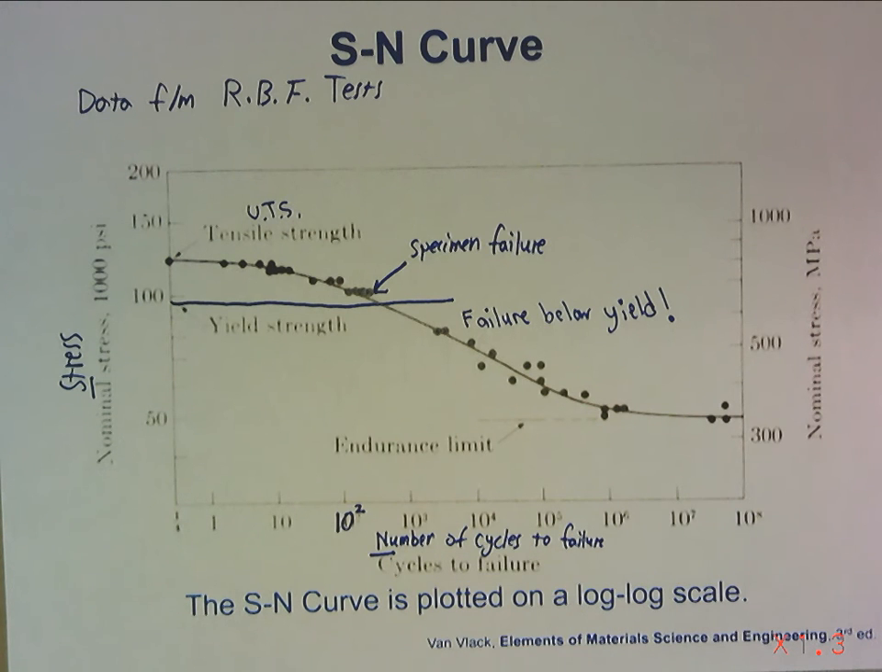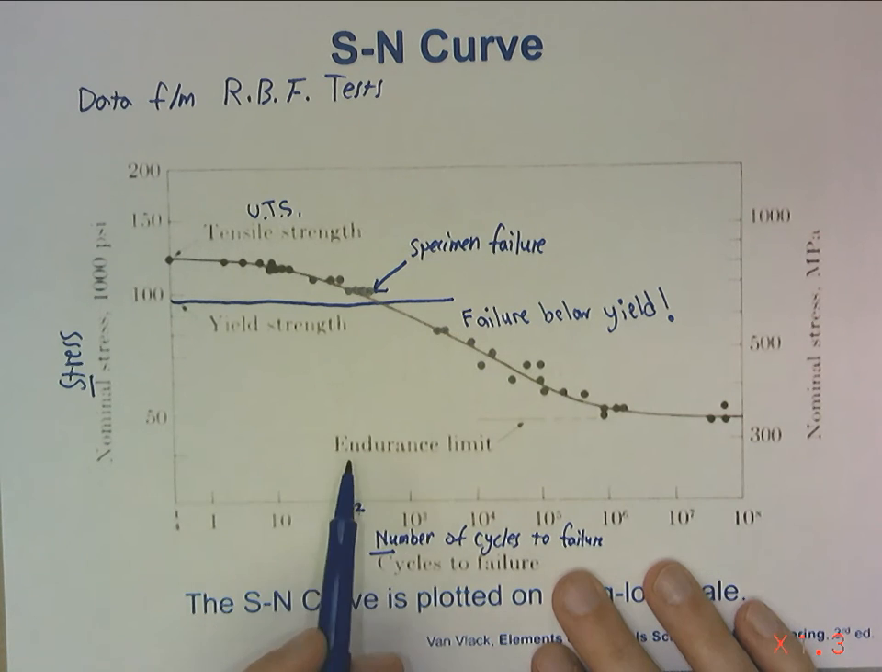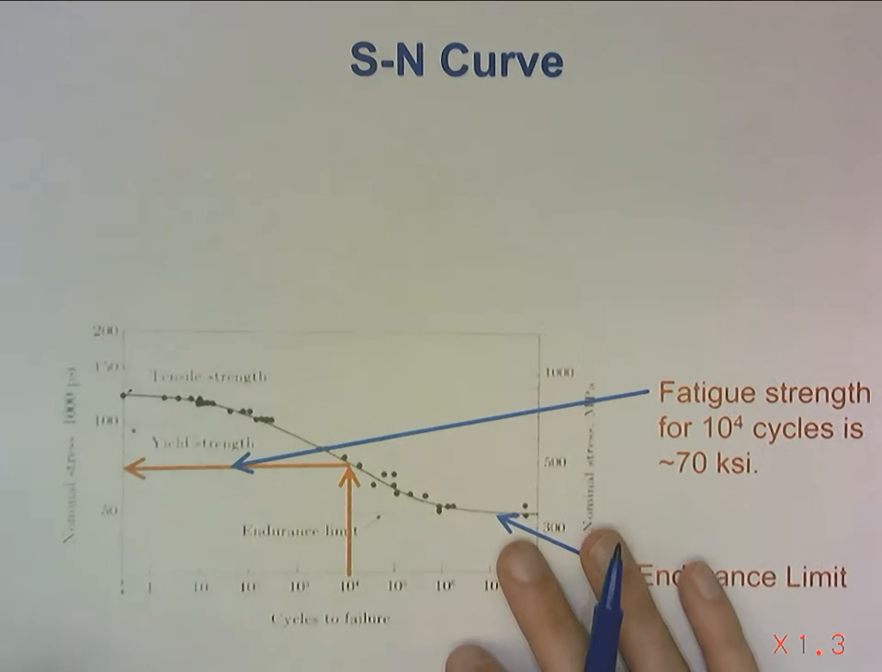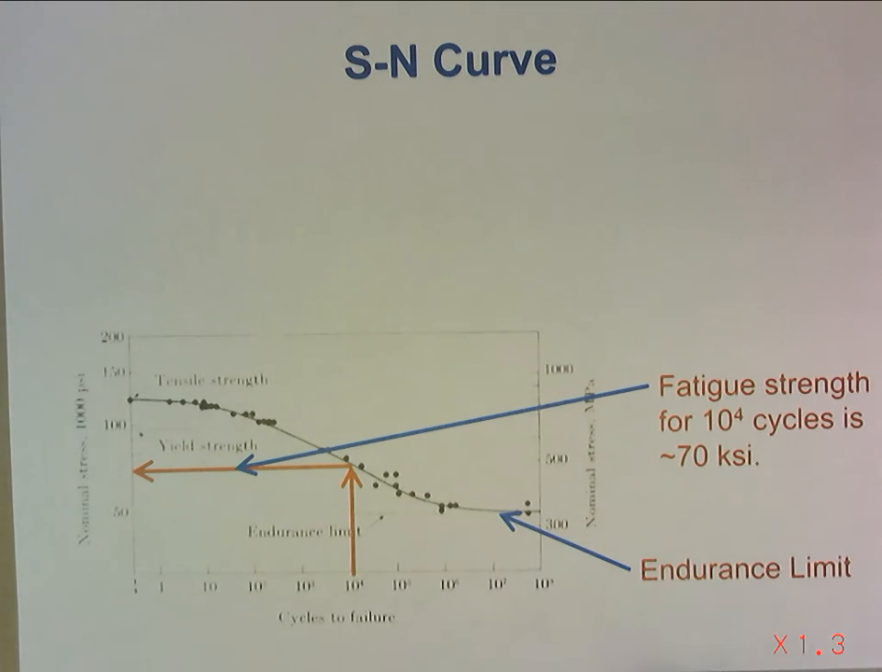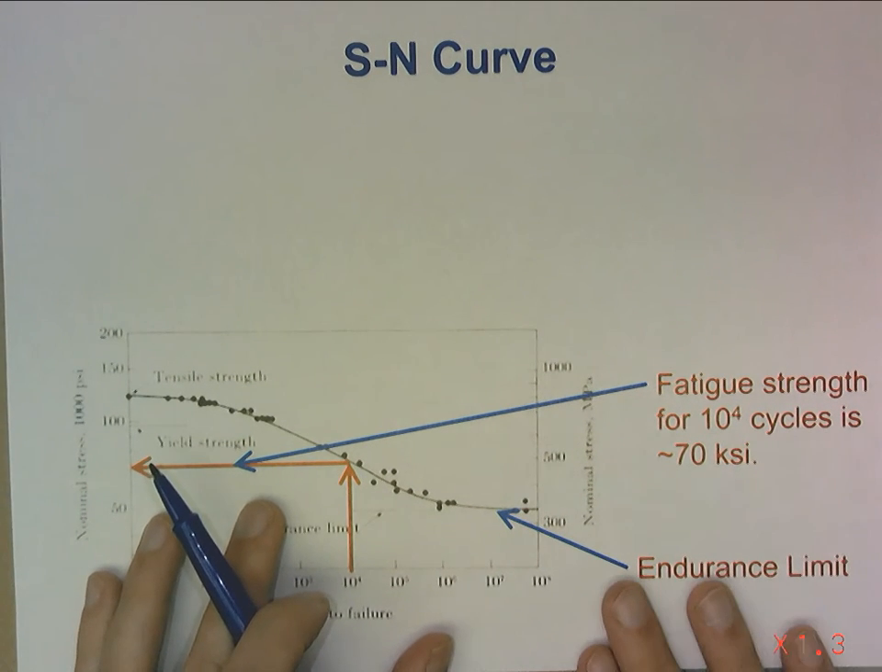So, okay, anyway, good news buried in here is we have this thing called an endurance limit. Let me just go over to the next slide. We're going to look at two different things: a fatigue strength and an endurance limit.